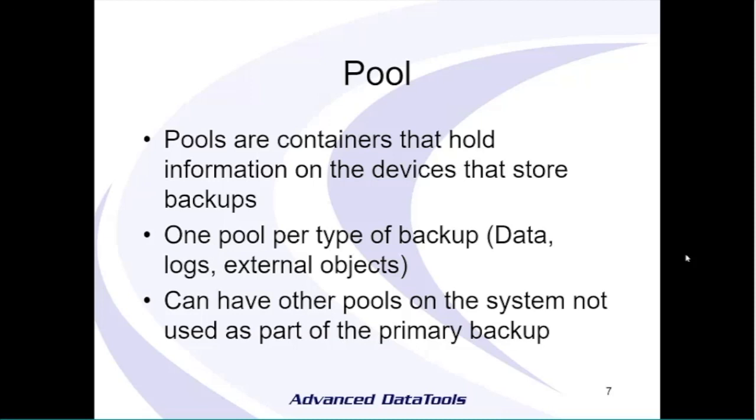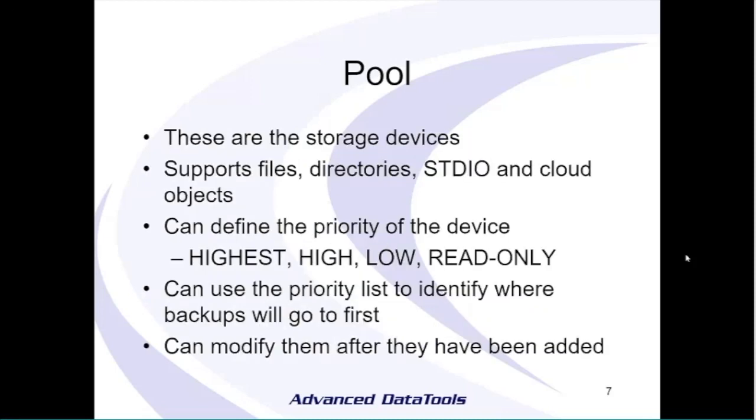Under each pool, you have a series of devices. These can be a file, it can be a directory, it can be an STDIO object, or it can be a cloud object. So if you've got, again, Amazon S3, you could set that as one of your devices. A pool can have a mixed type of device, so you could have one device that is a directory, and then your second device, if the directory is full, it'll go to, let's say, an Amazon S3 cloud. Any number of ways you can configure it.